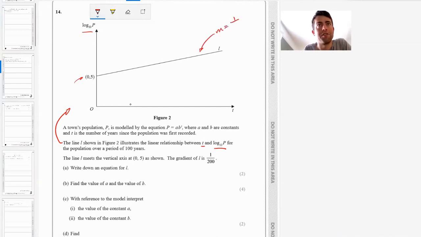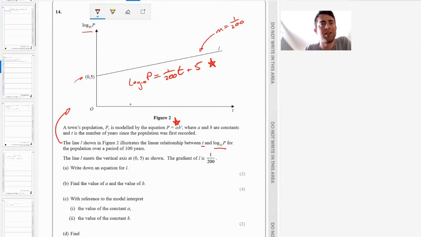and the gradient of L is 1 over 200. I'll write that on the diagram as I do it. Write down an equation for L. That's going to be fairly easy. Why is that worth 2 marks? Log to the base 10 of P is, I'm just going to do this, mx plus c. There you go, done it for you. Find the value of A and the value of B. This might be slightly harder. You've got to rearrange what we just wrote down into this form until it looks like that, and write down what A and B are.